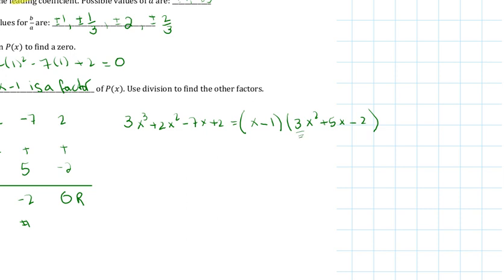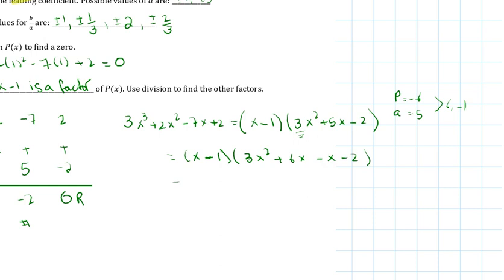In order to factor this, because my leading coefficient is not equal to 1, I have to find two numbers that multiply to -6 and add to 5, and I have to do decomposition. So multiply to -6 and add to 5, what do we have? We have 6 and -1. All right, so let's do the decomposition. So I have 3x squared plus 6x minus x minus 2.